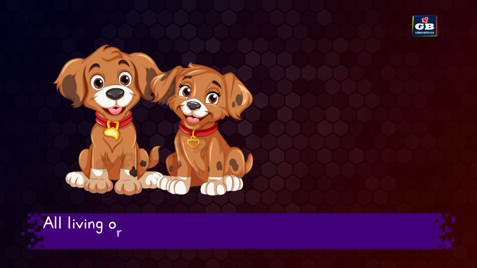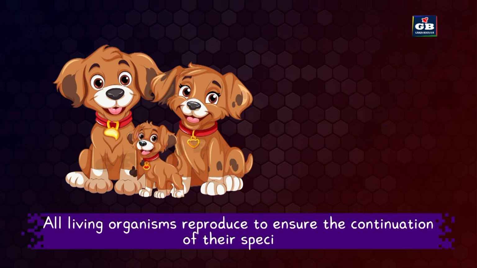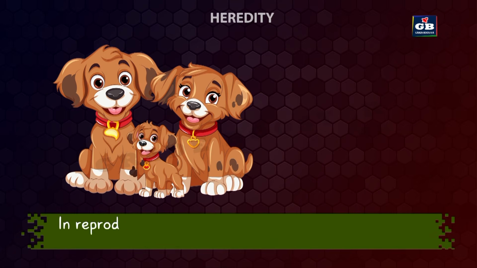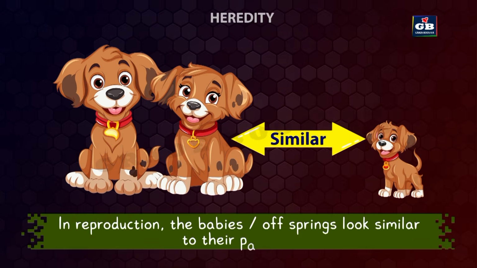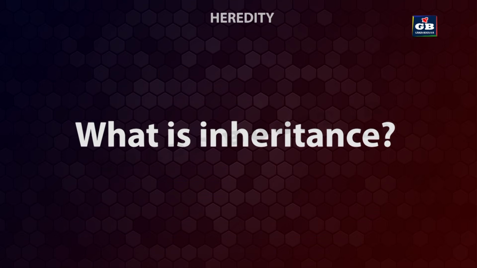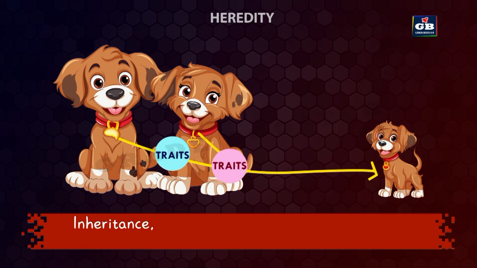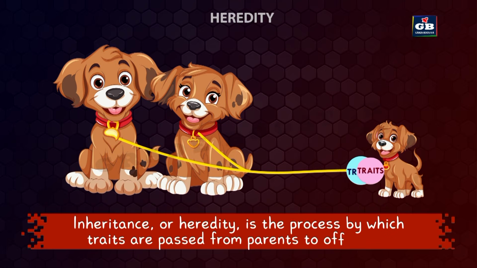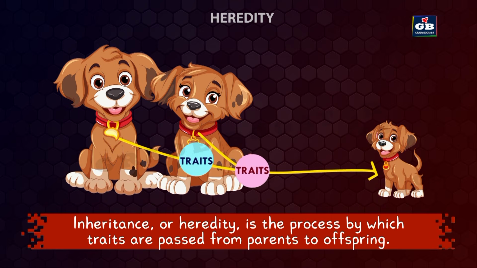Heredity. All living organisms reproduce to ensure the continuation of their species. In reproduction, the babies or offsprings look similar to their parents. Do you know why? It is because of inheritance. What is inheritance? Inheritance or heredity is the process by which traits are passed from parents to offsprings.